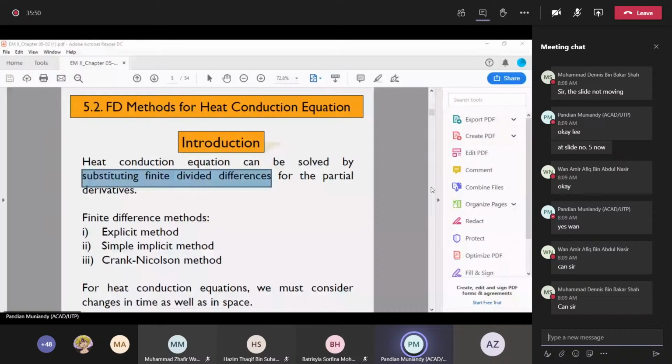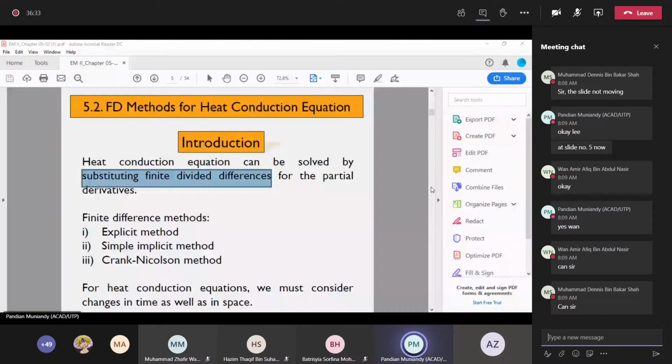At the moment this is not clear because you have to look into the problem. We already showed you the problem statement in 5.1. So we will use that and redo it again because it is not completed yet. We will show you again the same problem and then solve using the first method, explicit method, then move on to simple implicit method, and the last one is Crank-Nicolson method.